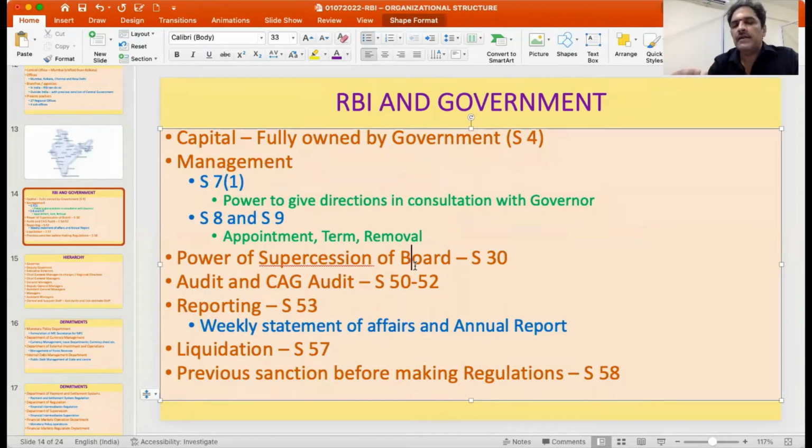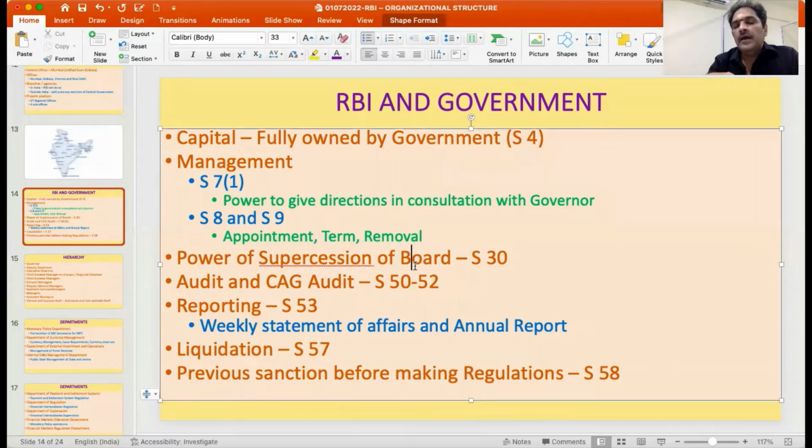Then the other power that central government has is to appoint auditors, then cause the audit to be done. Central government also has the power under section 51 to entrust the audit function to the Comptroller and Auditor General, who is the principal auditor of the government, which is a constitutional authority. So the auditing power is with central government. Then every week, a weekly statement of affairs is supposed to be submitted by Reserve Bank to central government. And every year, within 2 months of close of the year, an annual report along with the report of the Central Board of Directors on the economy and its functioning has to be furnished to central government.